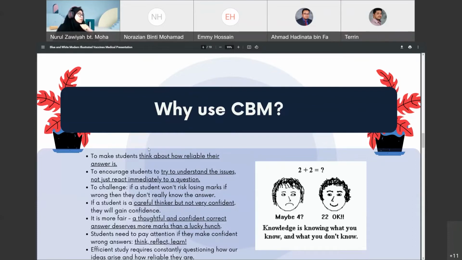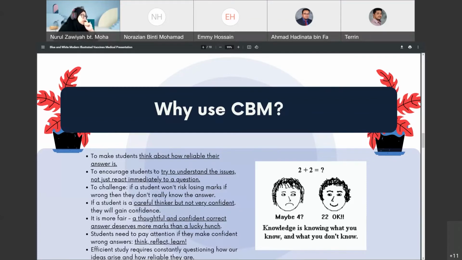Okay, so why use CBM? First one is to make students think about how reliable their answer is. Like 2 plus 2, 4. I think it's 4. I check calculator, it's 4. I tried the manual method, also it's 4. So 4, lah. I like 4, lah, is you're not that totally confident. You're maybe in the middle or unsure of your answer.